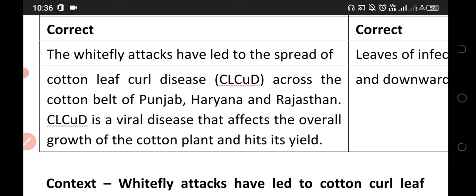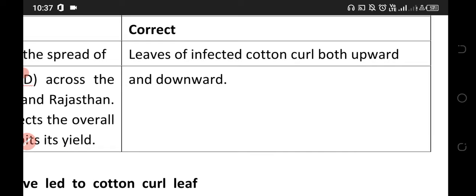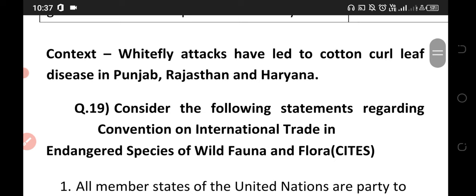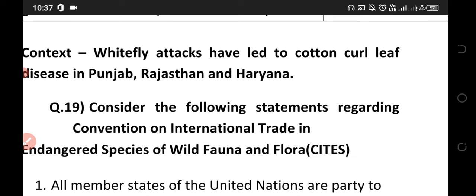Whitefly attacks have led to a spread of cotton leaf curl disease across the cotton belt of Punjab, Haryana, and Rajasthan. CLCuD, a viral disease, affects the overall growth of the cotton plant and hits its yield. Leaves of infected cotton curl both upward and downward.